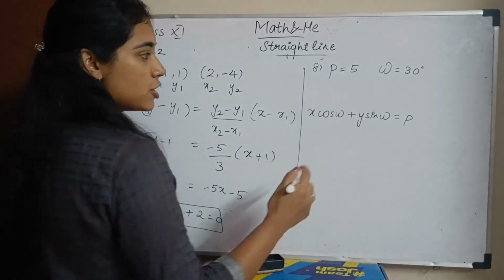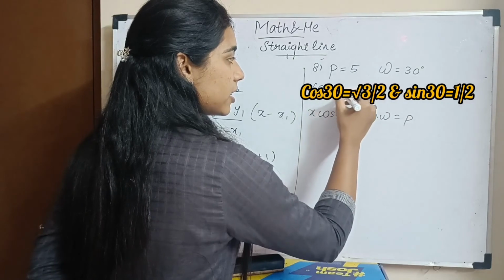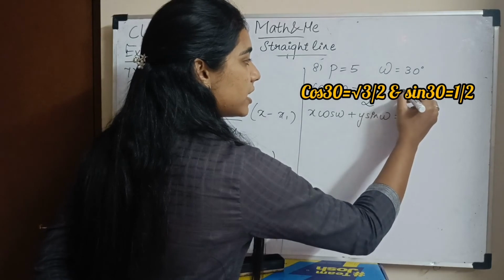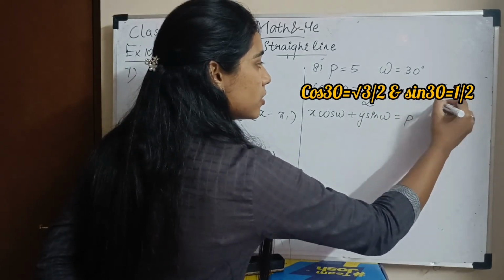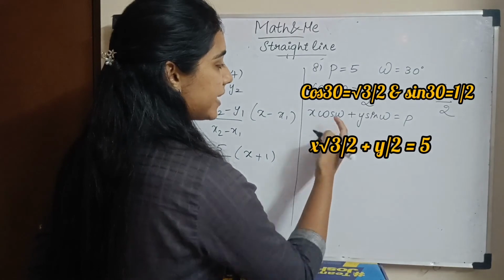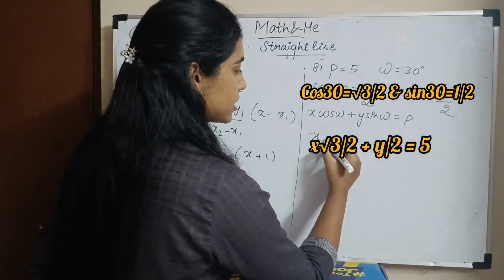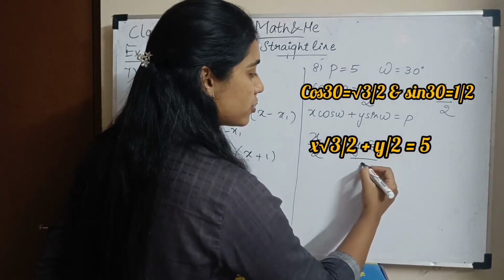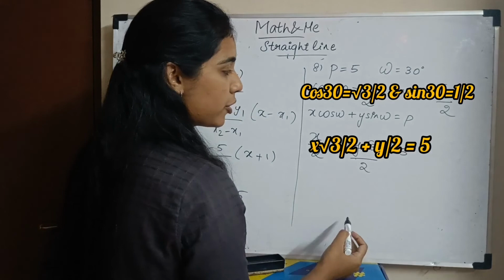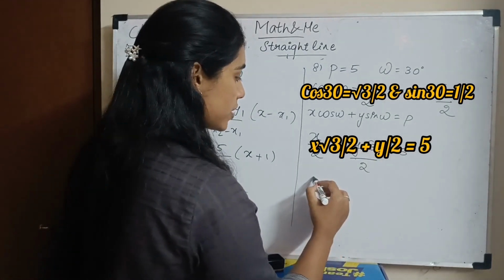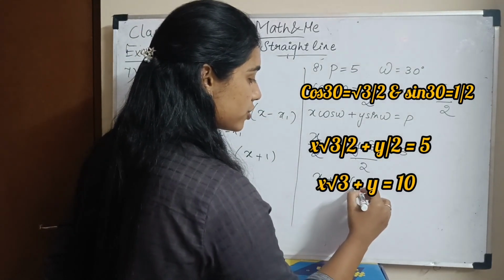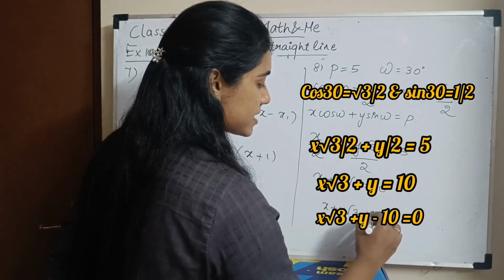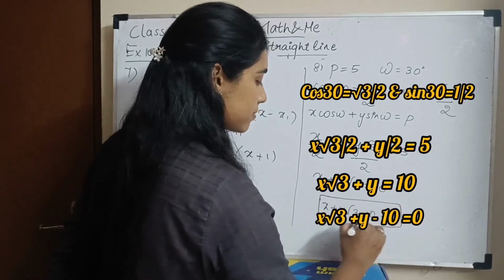So this is given. So what is your cos omega? Cos 30. Cos 30 is root 3 by 2. Your sin 30 is 1 by 2. So you have x cos 30, which is x times root 3 by 2, plus y times sin 30, which is y by 2, equals 5. I'm going to multiply both sides by 2. So I have x plus y root 3 equals 10. So x plus y root 3 minus 10 equals 0 is the equation. Okay.